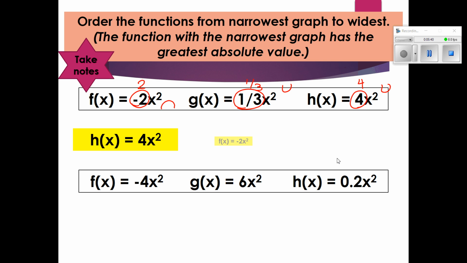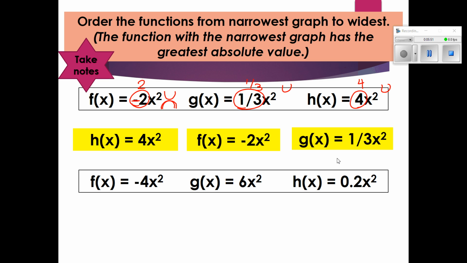The next one would be the f of x function. Now the -2, the negative just means, of course, again, that it goes down, but the width doesn't change. And then the widest one would be the one that is less than 1, which is 1/3, or a decimal of 0.3 repeating. So we're just ordering these from narrowest to widest by looking at the leading coefficient and looking at the absolute value of those.